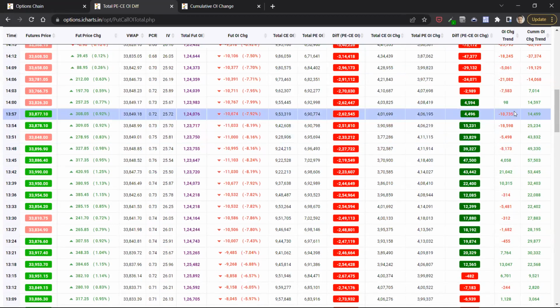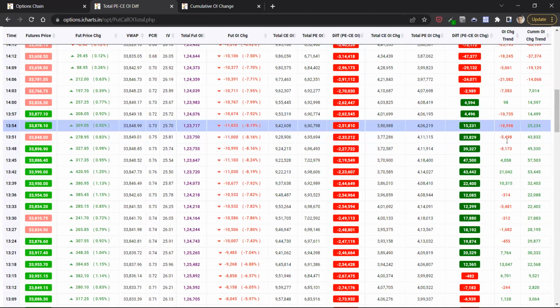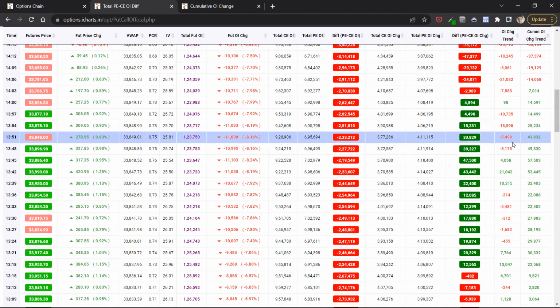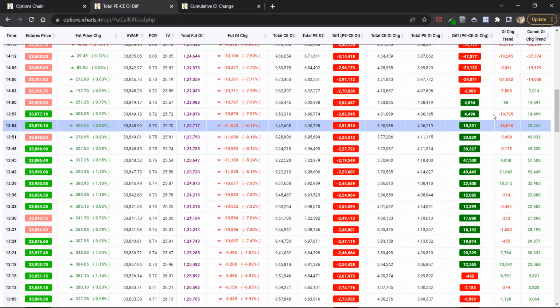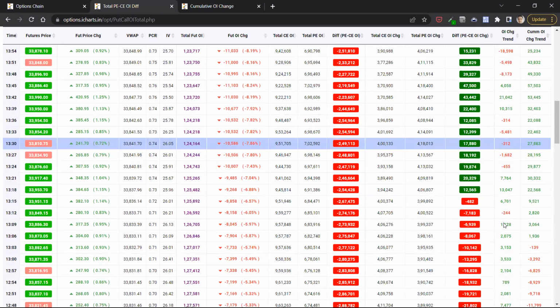Of course, you cannot take any decision, but you can probably tighten your stops, or you can become a little bit more cautious, because this will give you some indication of a weakening trend a little bit earlier.